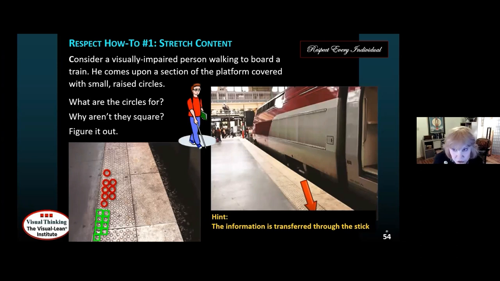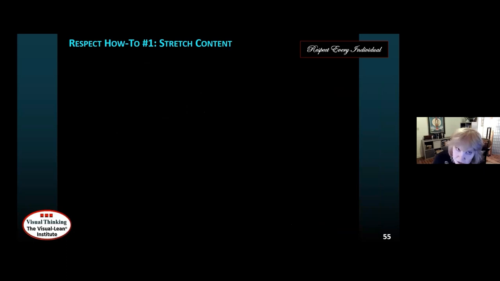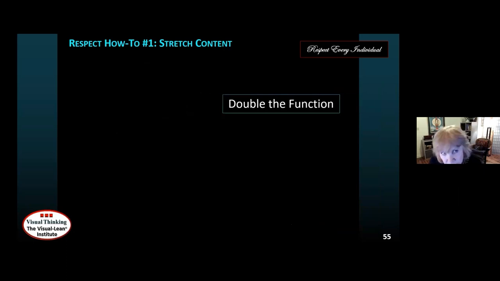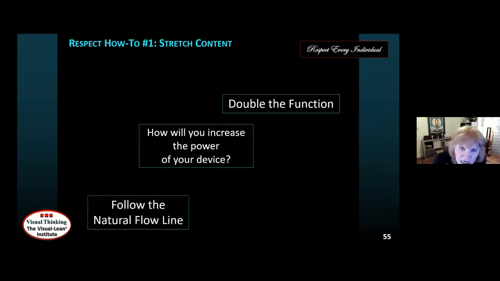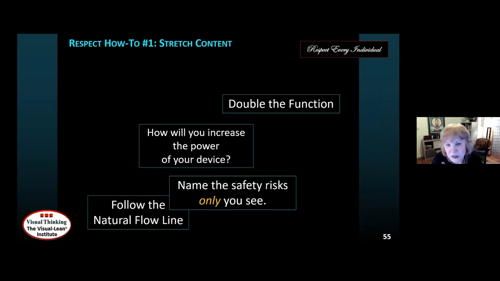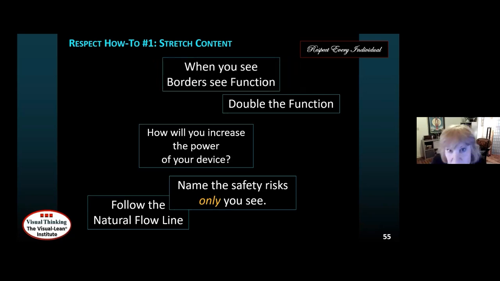Respect how-to number 2 is to teach with no answers. Because we know that this power is within people, we give them the safe space for bringing it out. And let me build this over the first 3 how-tos, because they all work together. So some of the things we talk about in terms of stretch content are the double function of borders, how to increase your power level, follow the natural flow line, name the safety risks that only you see.